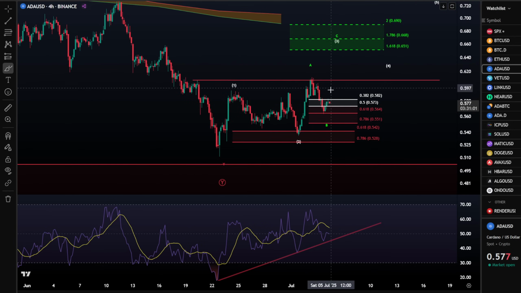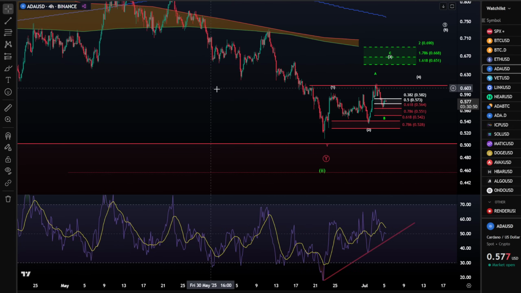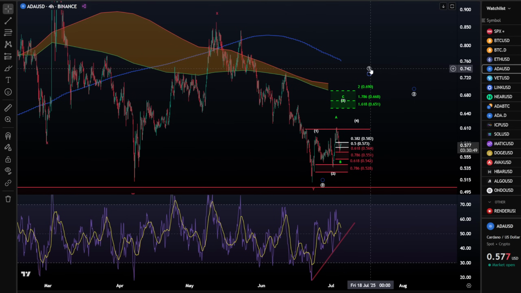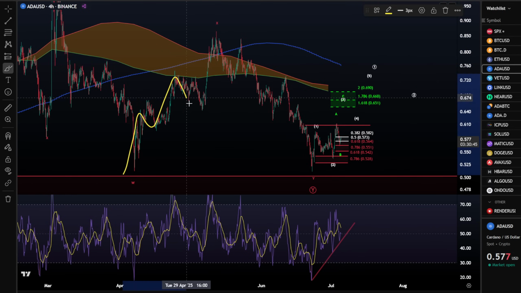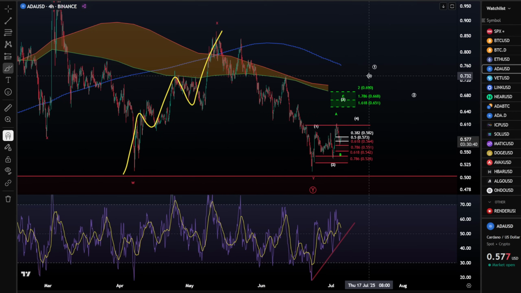But if we somehow manage to continue this pump, then my next target zone is here. This is gonna be the third wave of this 1-2 setup. Then we're gonna need a fourth wave move down and the fifth wave move up will complete a first wave. And this first wave over here is exactly the first wave that we had over here as well before we invalidated it right here. And yeah, right now we're just trying to do this over again.